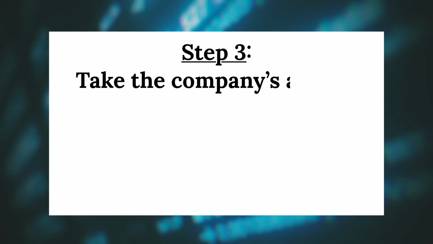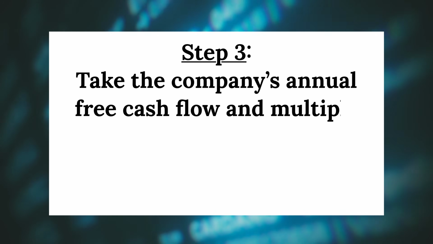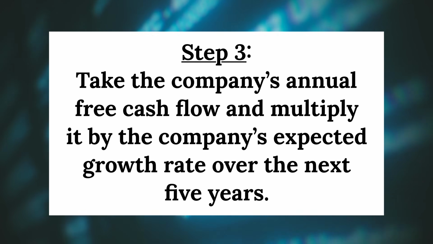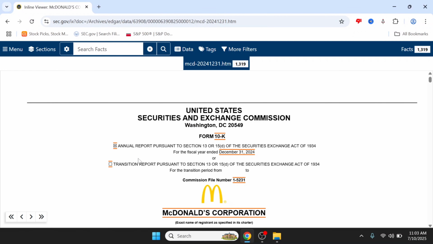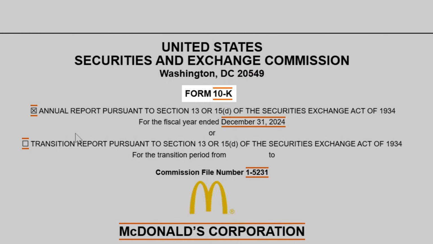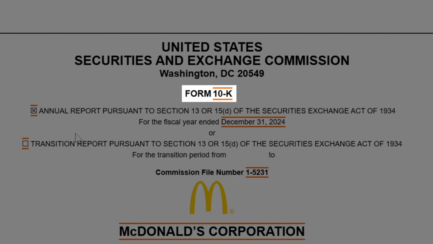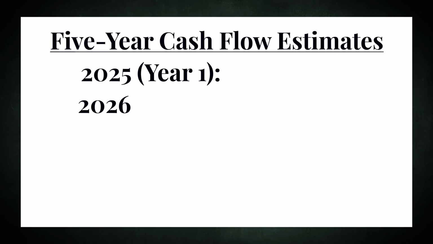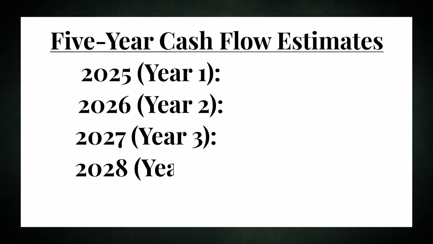The third step in our DCF is to take the company's annual free cash flow and multiply it by the company's expected growth rate over the next 5 years. Before that, let's label the years. Since the annual free cash flow number comes from the company's 10K financial report completed from the 2024 fiscal year, 2025 will serve as year 1 in our model. 2026 will serve as year 2, and so on up to year 5.